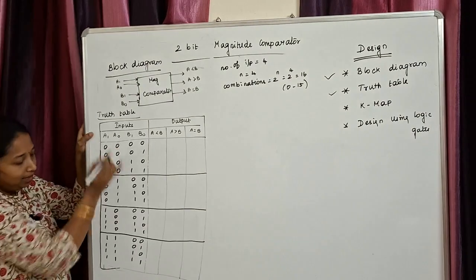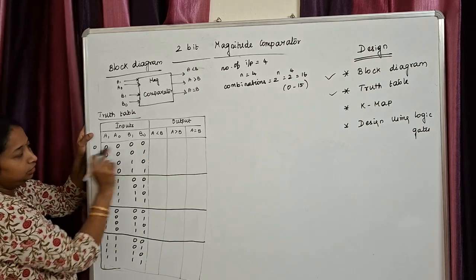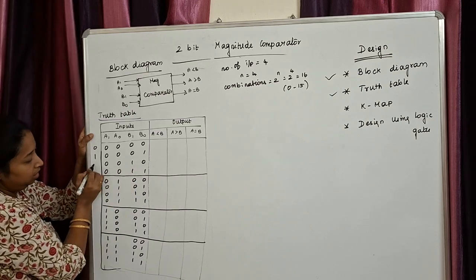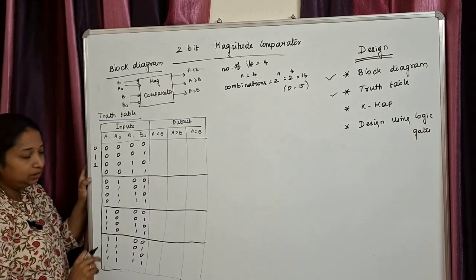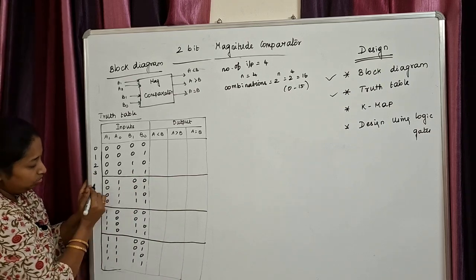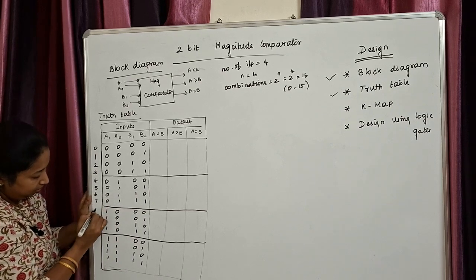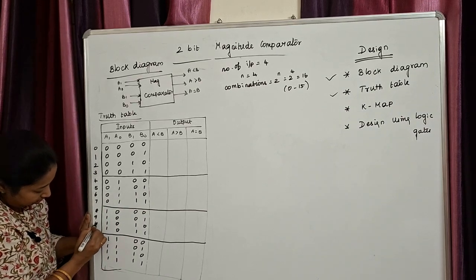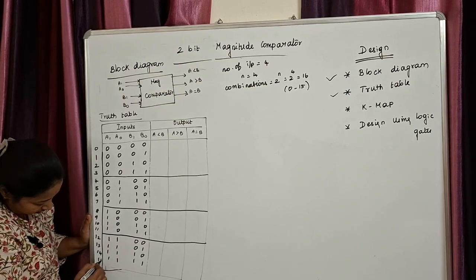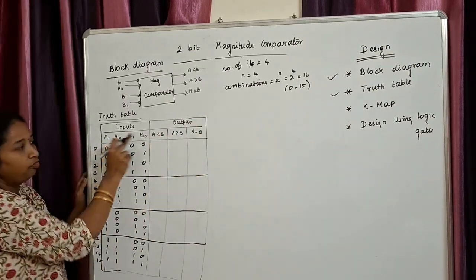Is it clear? Let me give the decimal numbers so that you'll be able to understand it better. This is 0, 0, 0, 0. It is 0, 0, 0, 1, which is 1. It is 0, 0, 1, 0, which is 2. I'm writing the decimal numbers here. 0, 0, 1, 1. What is this? This is number 3. 0, 1, 0, 0 is number 4. 0, 1, 0, 1 is number 5. Then 6, 7, 8, 9, 10, 11, 12, 13, 14, 15. Clear? I've got all the 16 combinations for 4 bits.